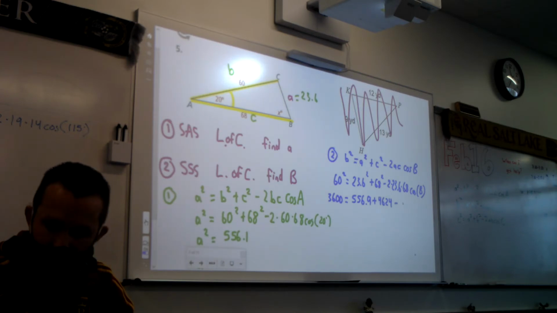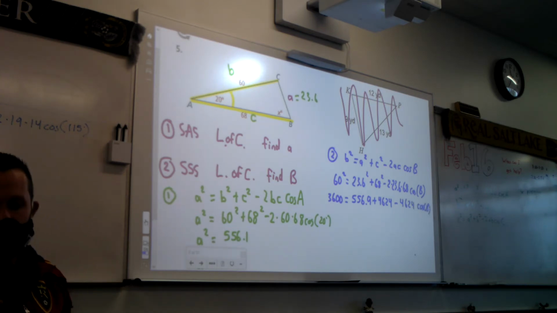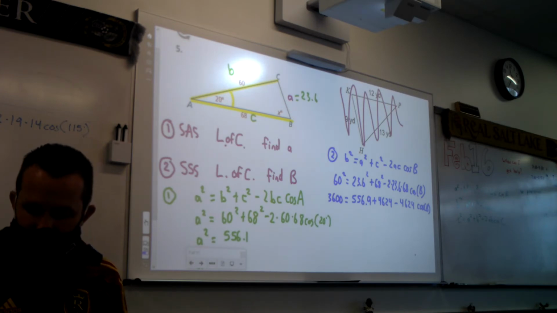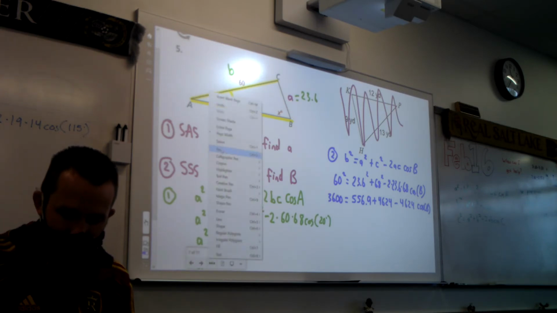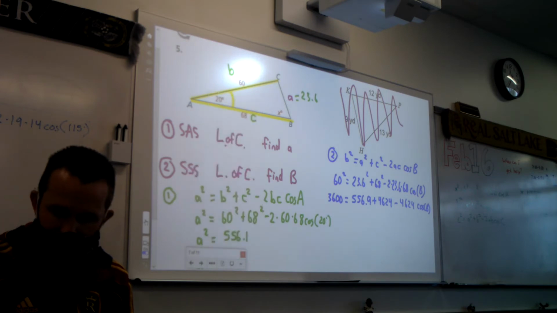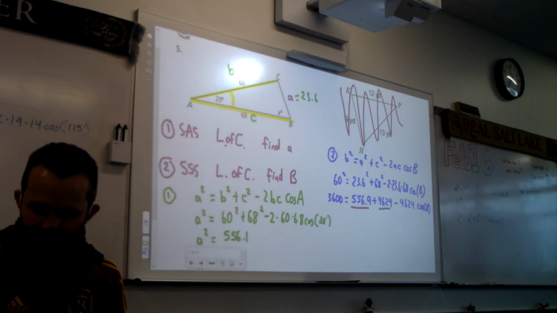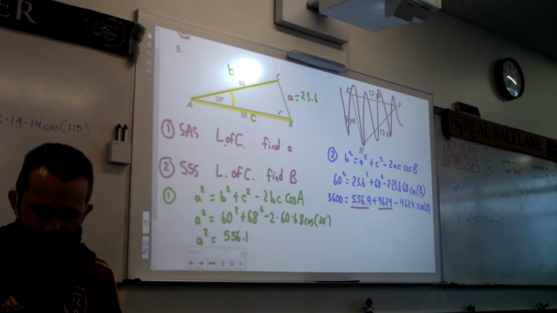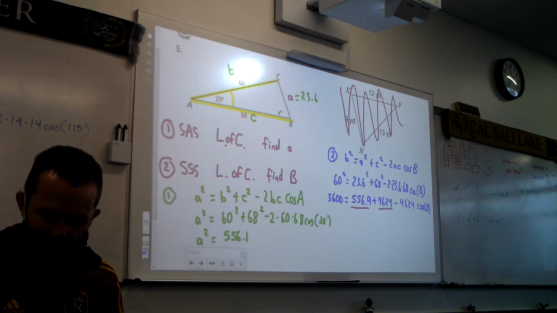I got 4,600 cosine of B. Okay, so then let's just go through and combine like terms, right? I can combine the 556.9 and the 4,624. I got 5180.9.